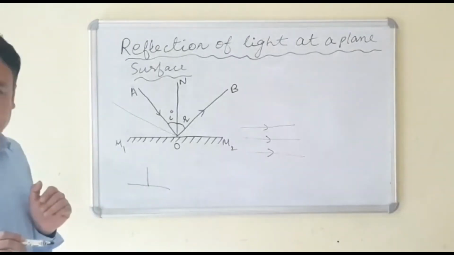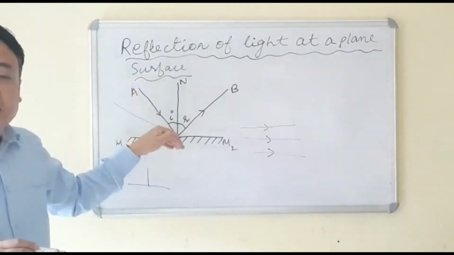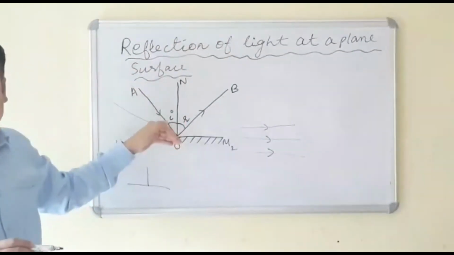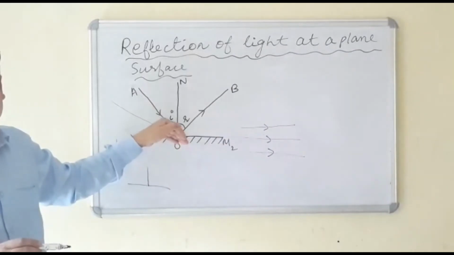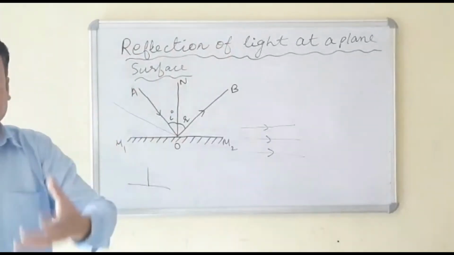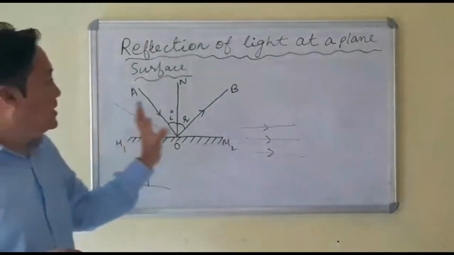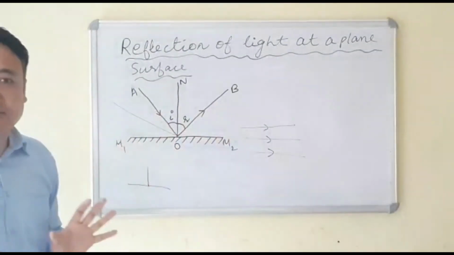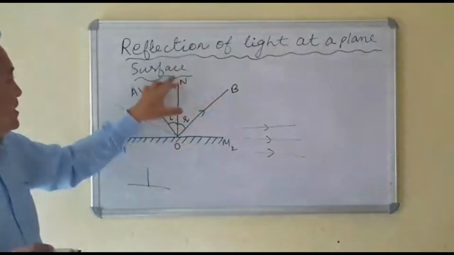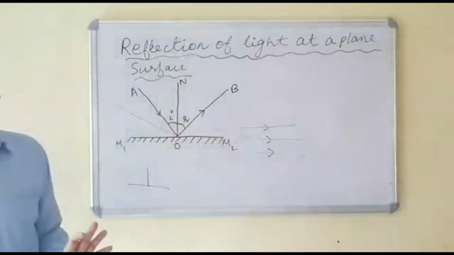Now why it happens is that when the incident ray strikes the reflecting surface, it will be reflected back towards the same medium. Whichever medium the ray of light is coming from and striking the reflecting surface, the reflected ray will go back to the same medium. So in that case, the angle of incidence and the angle of reflection will become the same. So this is about reflection and some terms related with it: the incident ray, the reflected ray, the normal, the point of incidence, and the reflecting surface M1 and M2.